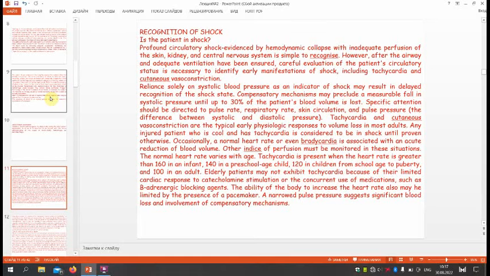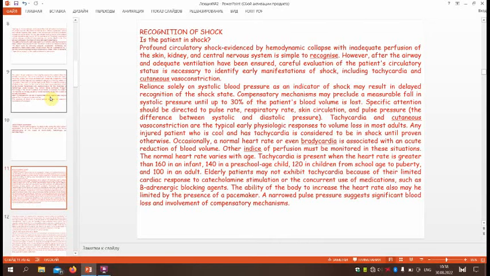Relying solely on systolic blood pressure as an indicator of shock may result in delayed recognition of the shock state. Compensatory mechanisms may preclude a measurable fall in systolic pressure until up to 30% of the patient's blood volume is lost. Specific attention should be directed to pulse rate, respiratory rate, skin circulation, and pulse pressure. Pulse pressure is the difference between systolic and diastolic pressure.